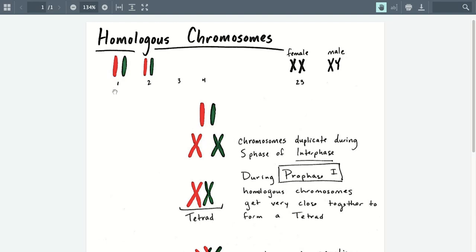your dad. So here we have chromosome number 1, for example, and you get one copy from mom and one copy from dad. Chromosome number 2, you get one copy from mom, one copy from dad, so on and so forth, until you get to the 23rd chromosome. So they're kind of paired up.